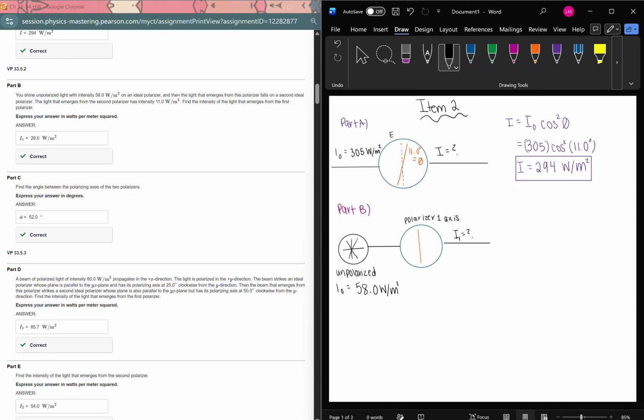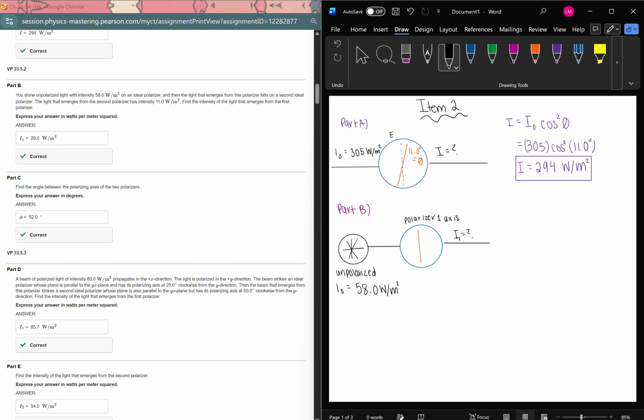So I drew a polarizer, and unpolarized light passes through polarizer 1, and the transmitted light has intensity I1 here. That light then passes through polarizer 2, and the final transmitted intensity is 11.0 watts per meter squared. So we have to find the intensity of the light that emerges from the first polarizer, which we don't know yet.